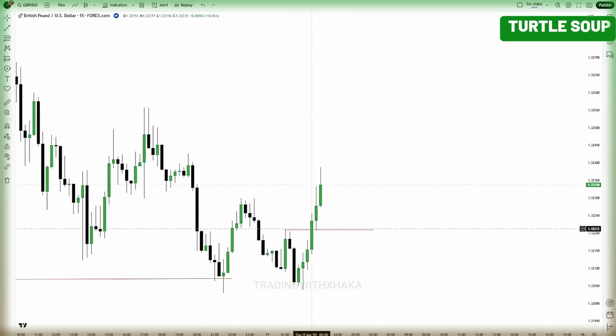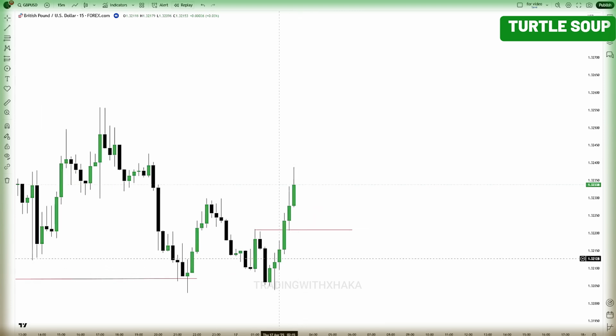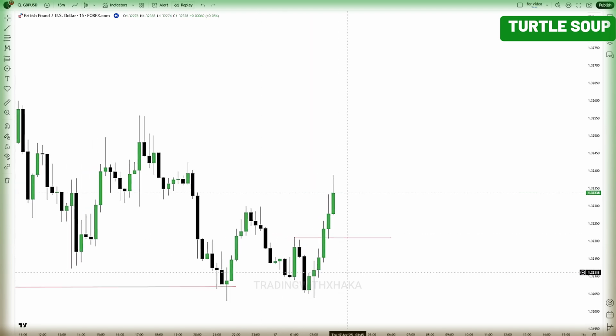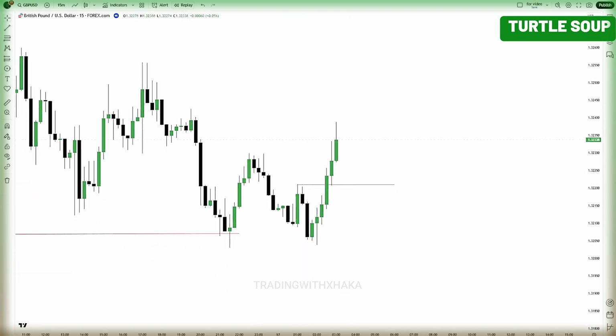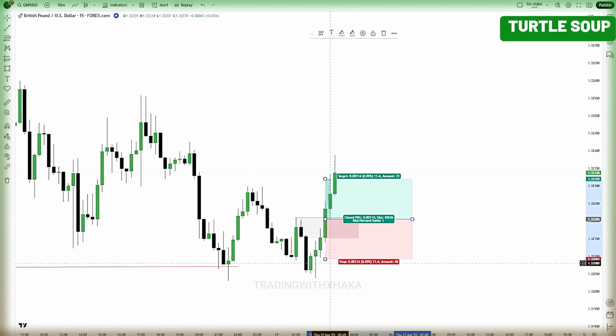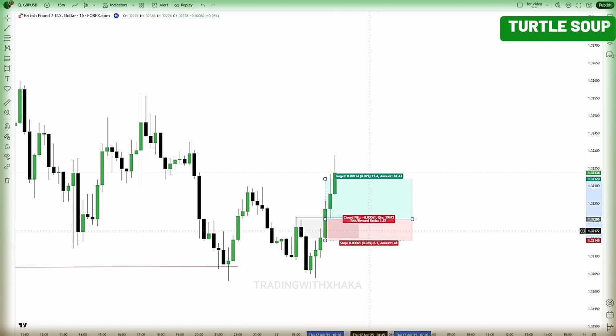We have a fair value gap here, but down here in the discount zone, there's no fair value gap. All I will do here is to use this breaker block for my entry. This is the breaker block I'll use for my entry. The zone is my entry. We target the opposing liquidity, which is the sell side liquidity.